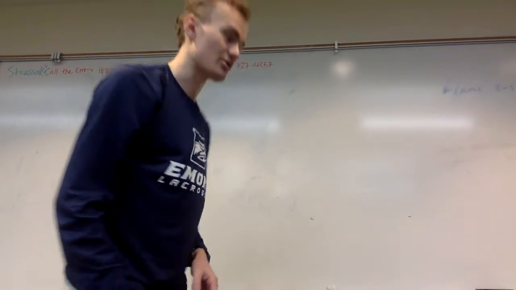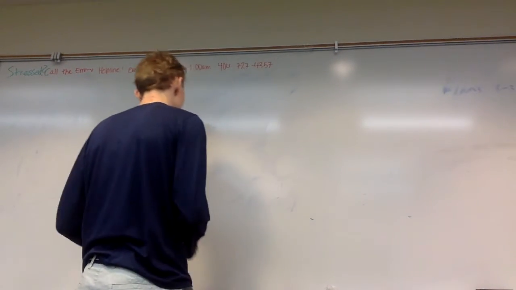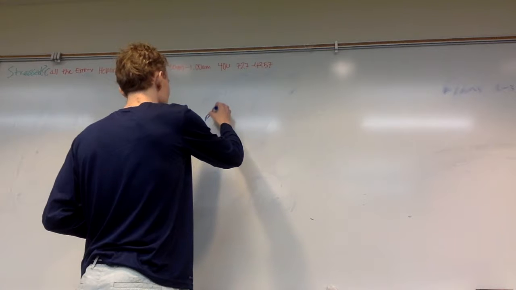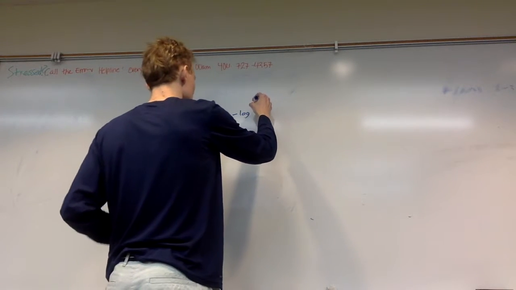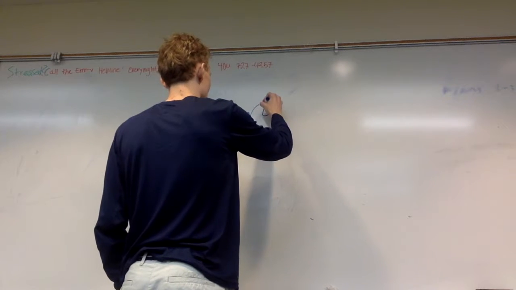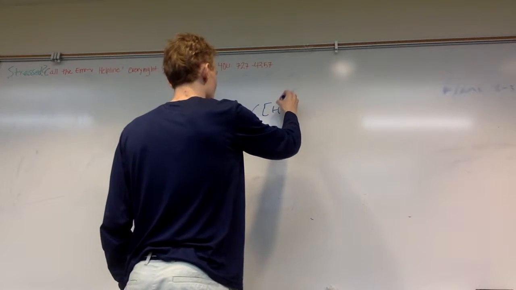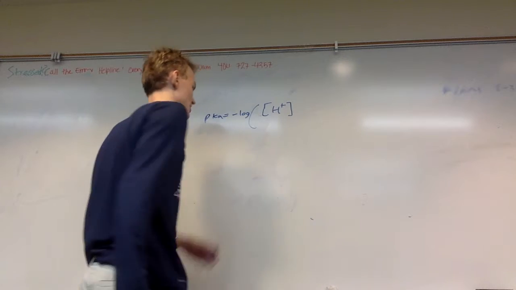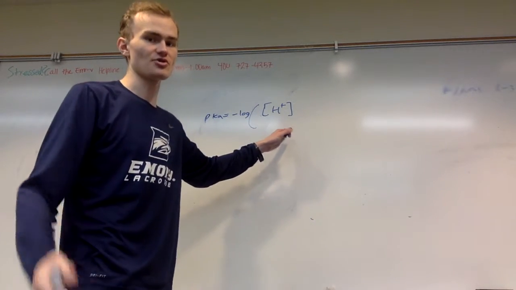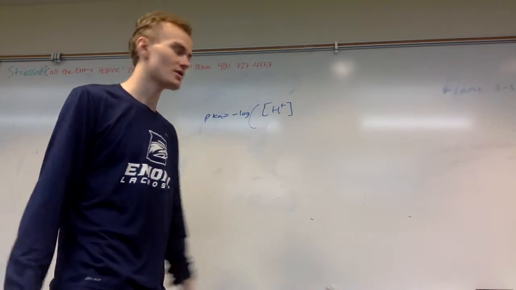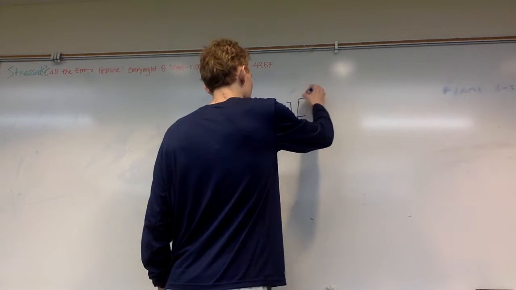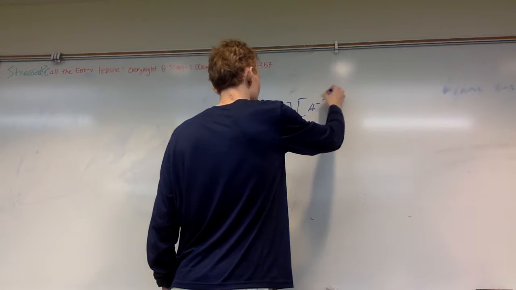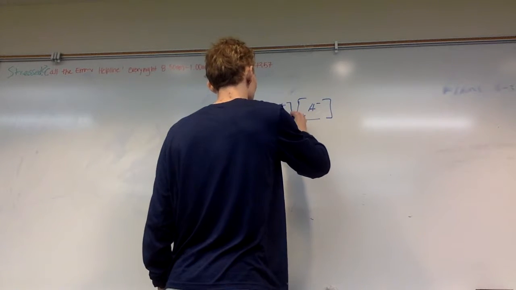Okay, so the idea with pKa is that pKa is equal to the negative log of the concentration of hydronium ions in solution, or H plus or H3O plus. It doesn't really matter because it's in water. So I'm just writing H plus, and then you have the conjugate base all over the acid.